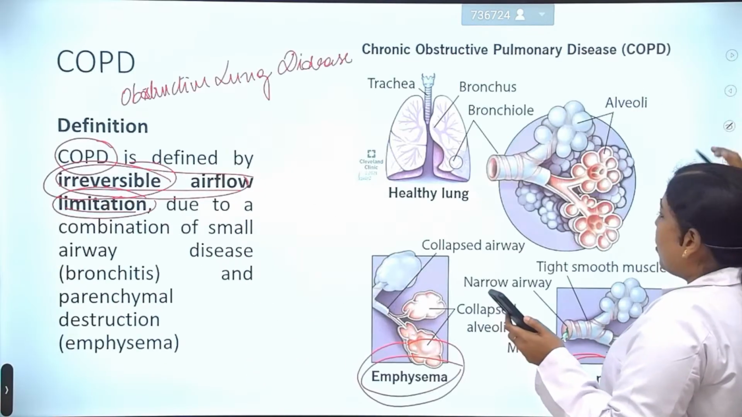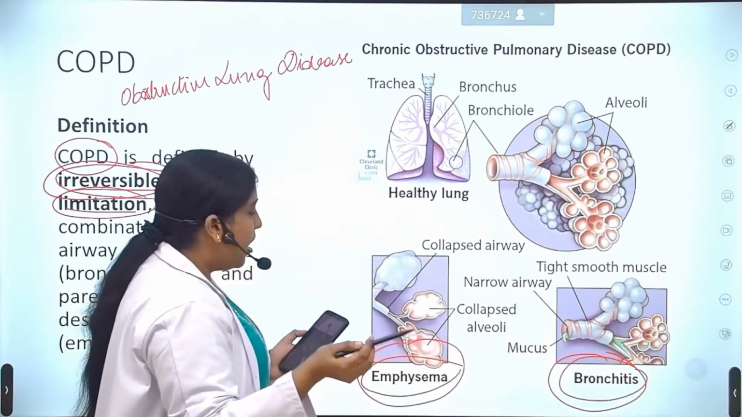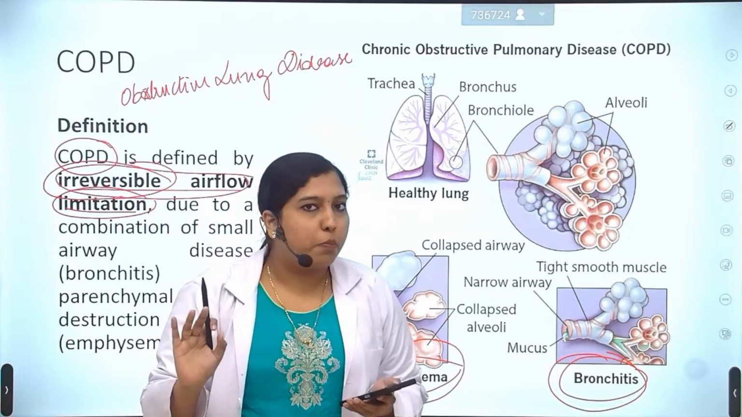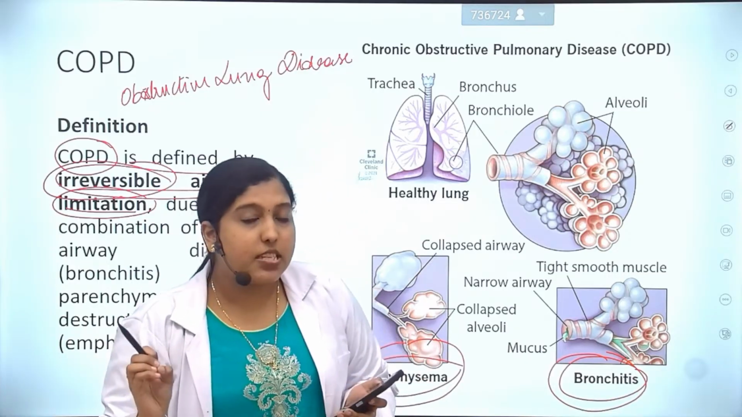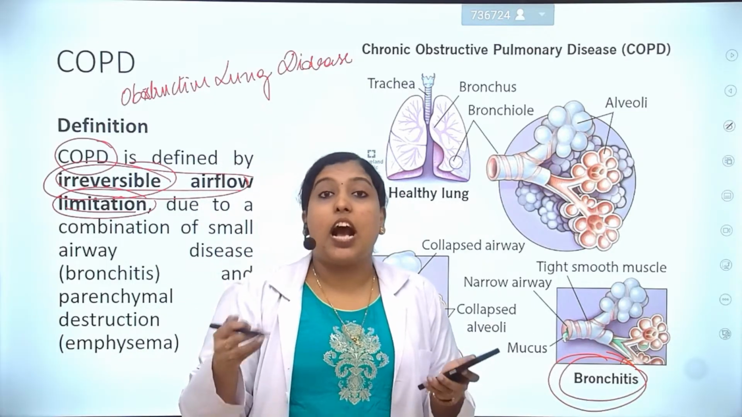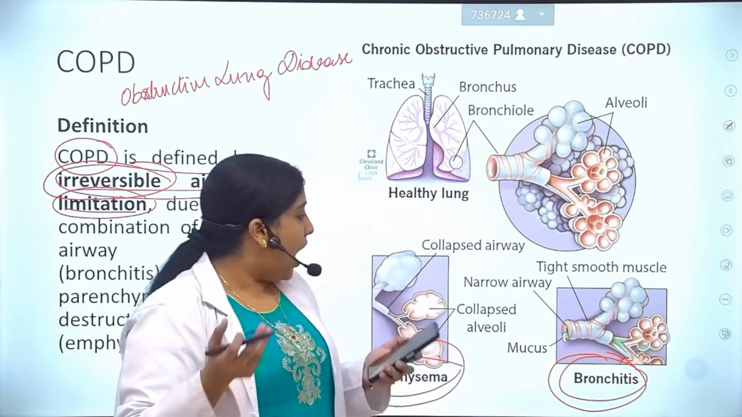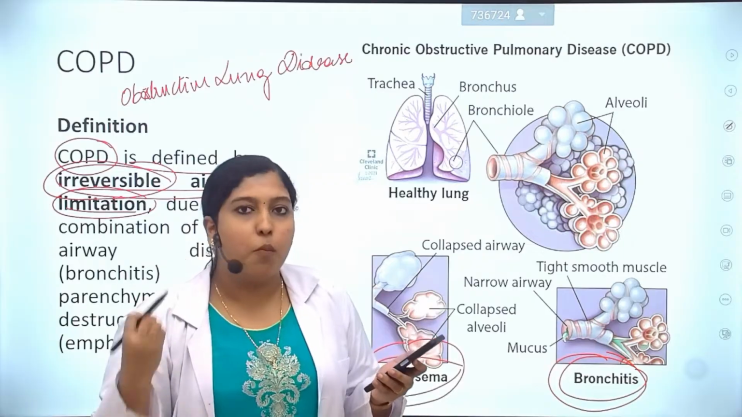So you can see this picture: what is emphysema and chronic bronchitis. Emphysema, always remember, there is an inflation of the alveoli. There is an excessive hyperinflation. You can tell clinically that it is a hyperinflation of the alveoli, and because of that there is no elasticity, thereby there is poor perfusion and ventilation.